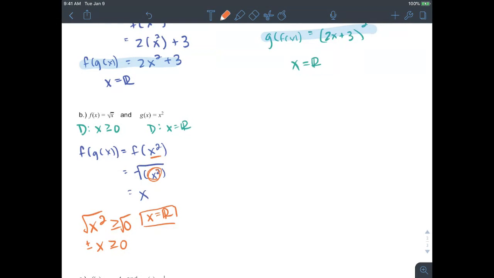Okay, we're going to do the next one. So g of f of x, which is g of the square root of x. And then we're going to plug this into something squared. So it's the square root of x squared, which is just plain x. What do you notice about these? Actually, let's do the domain next.